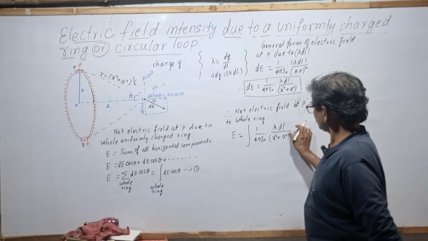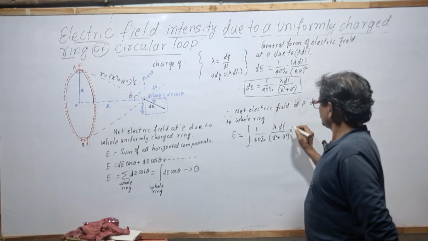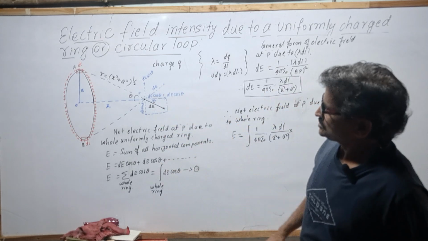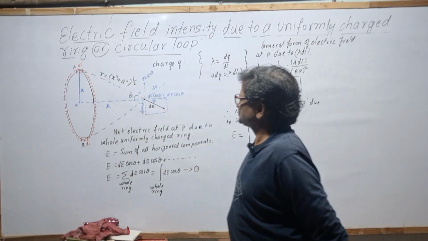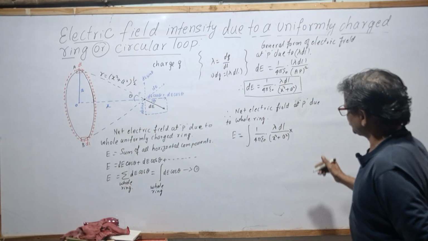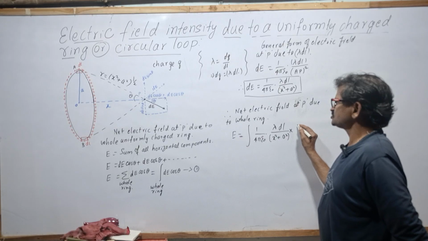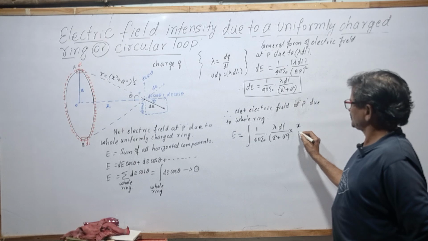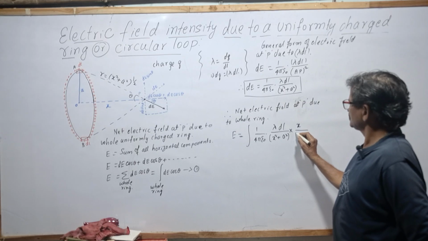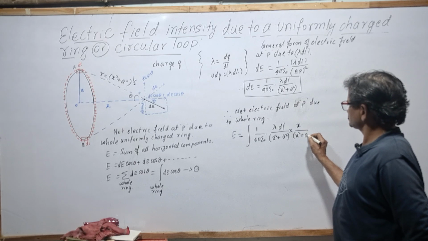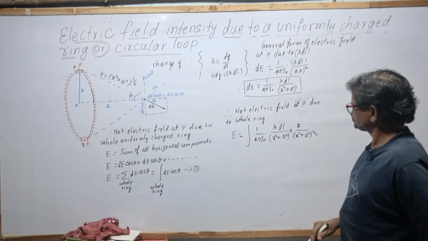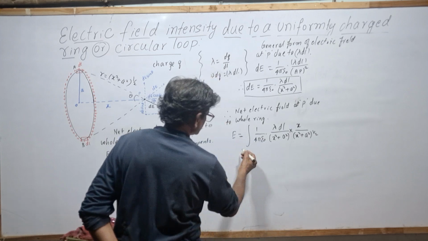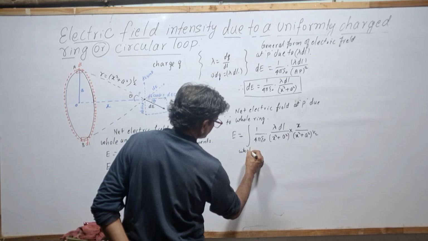Here we also write the cos value. Cos theta equals base by hypotenuse. The base is x, divided by the hypotenuse, x square plus a square to the power 1 by 2. Now whatever terms are constant, you take outside, and the integral is over the whole ring.